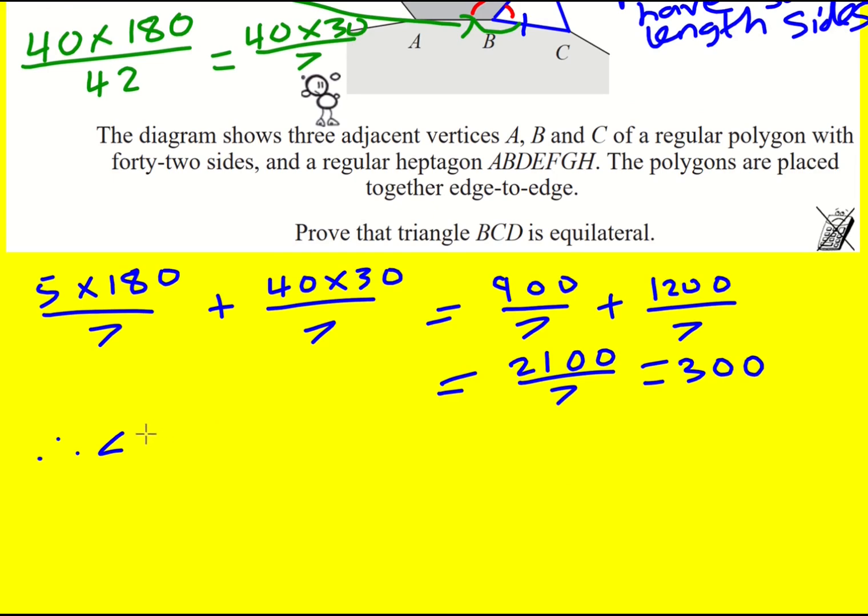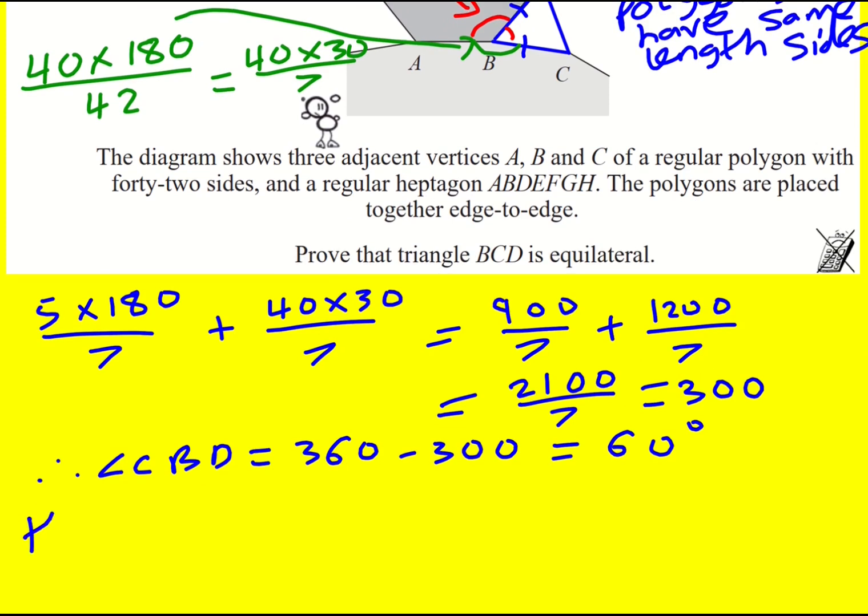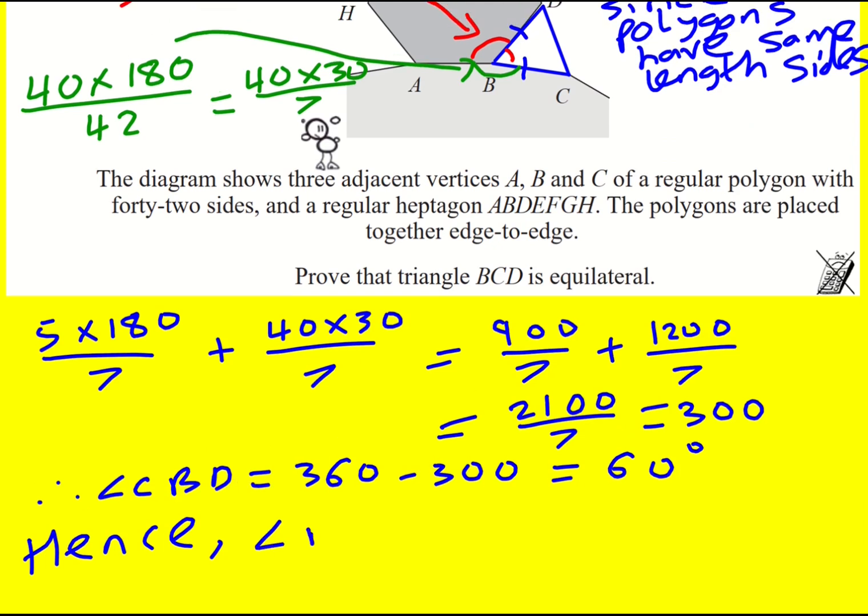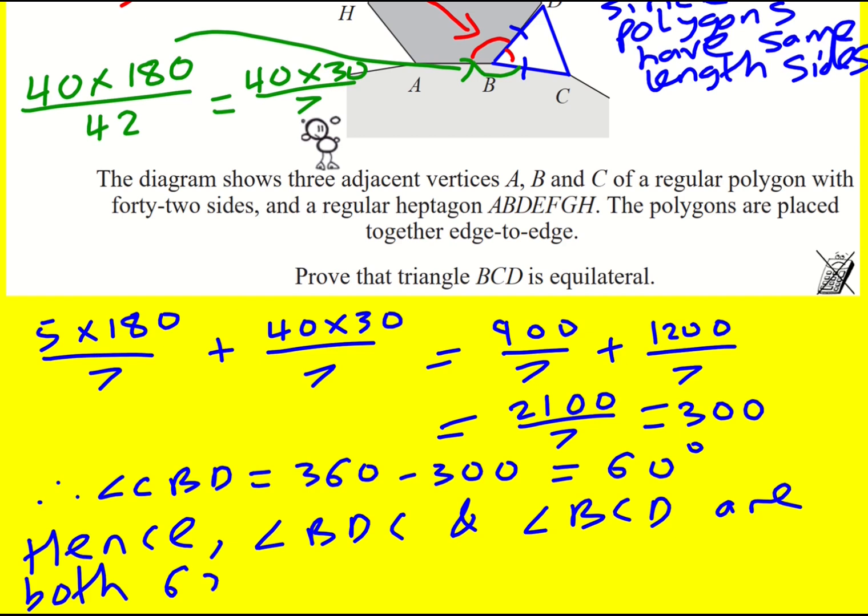So that means, therefore, angle CBD is equal to 360 minus 300, which is 60 degrees. Hence, angle BDC and angle BCD are both 60 degrees too, since triangle BCD is isosceles.